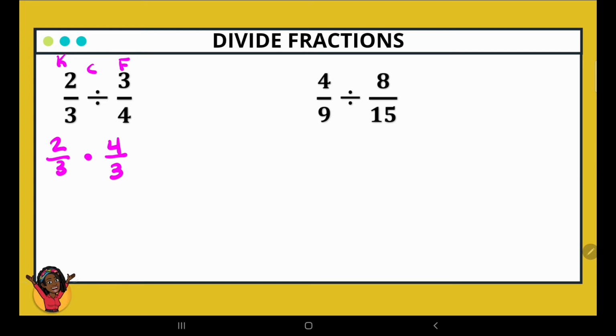Let's go ahead and multiply. 2 times 4 is 8. 3 times 3 is 9. So our final answer is 8/9. Let's try the next one.